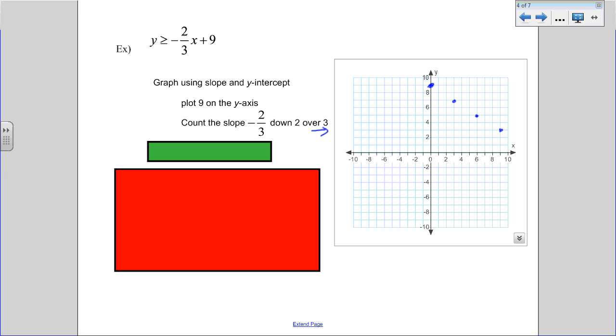Solid, because it's equal to. Good job. All right, I'm connecting it with that solid line. So we connect it with the solid line because it's equal to. And then guess what we're going to test next, ladies and gentlemen? I'm going to test 0, 0.